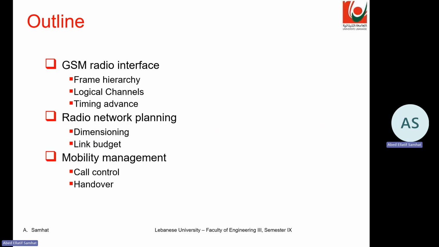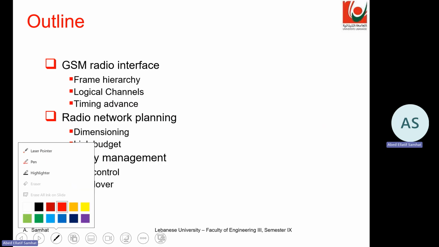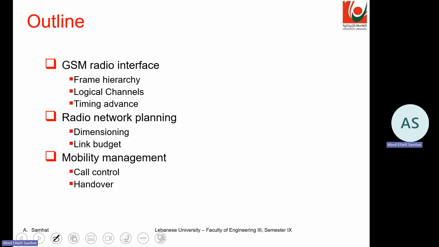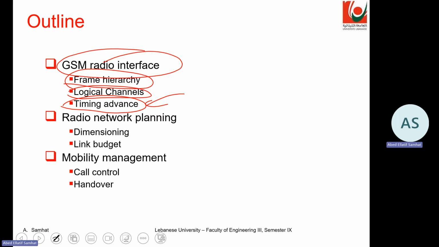In this chapter we will start by going into the details of the GSM radio interface, in order to understand how it is defined in the standard. We will see the frame hierarchy, the logical channel, and the timing advance. Remember that in the previous chapter, when we presented the range of the cell, we said that the macro cell could have a range up to 35 kilometers, and I asked you to remember this number to see why it's 35.